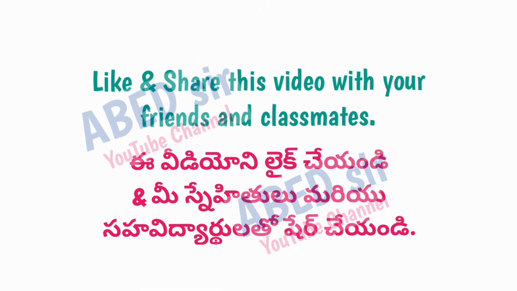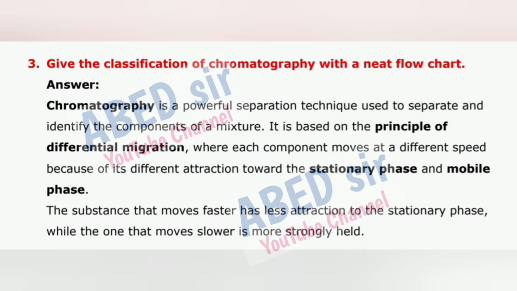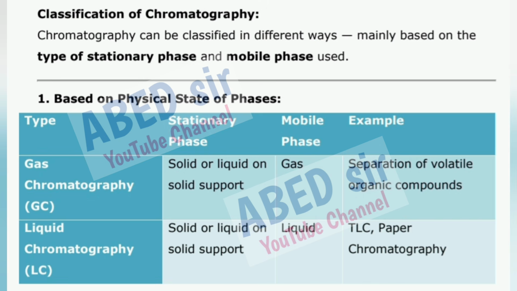Next important long question is: 3. Give the classification of chromatography with a neat flow chart. Answer: chromatography is a powerful separation technique used to separate and identify the components of a mixture. It is based on the principle of differential migration, where each component moves at a different speed because of its different attraction toward the stationary phase and mobile phase. The substance that moves faster has less attraction to the stationary phase, while the one that moves slower is more strongly held. Classification of chromatography.